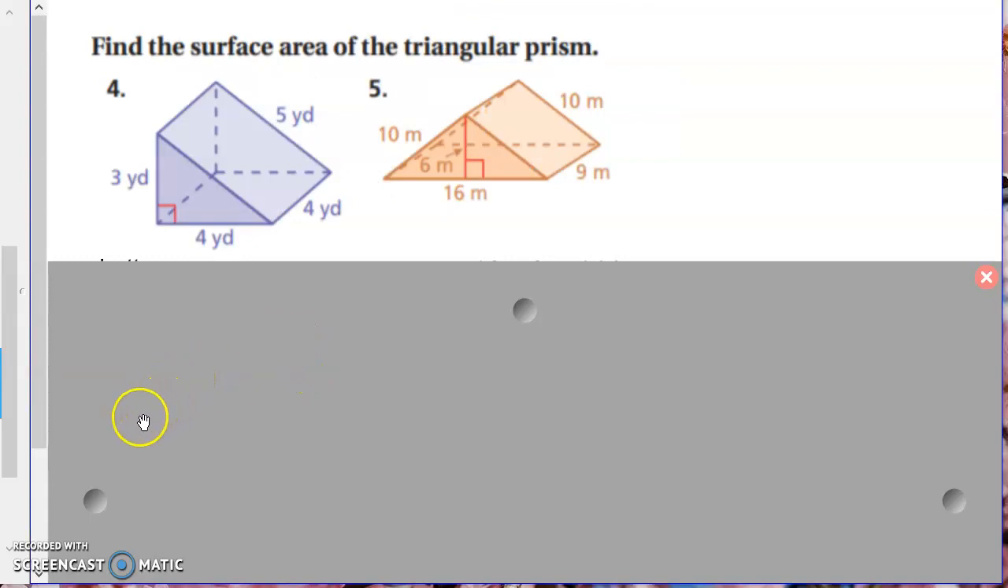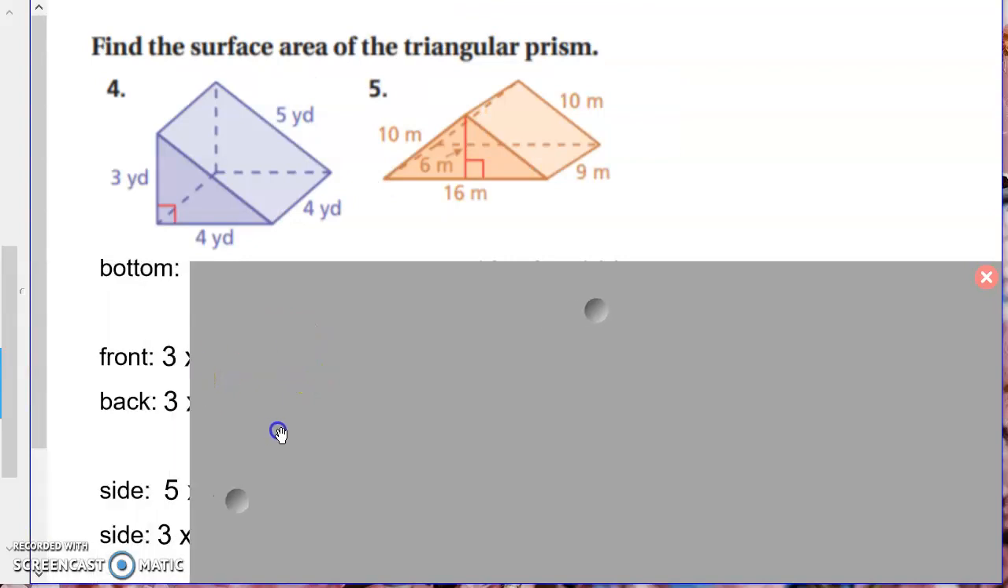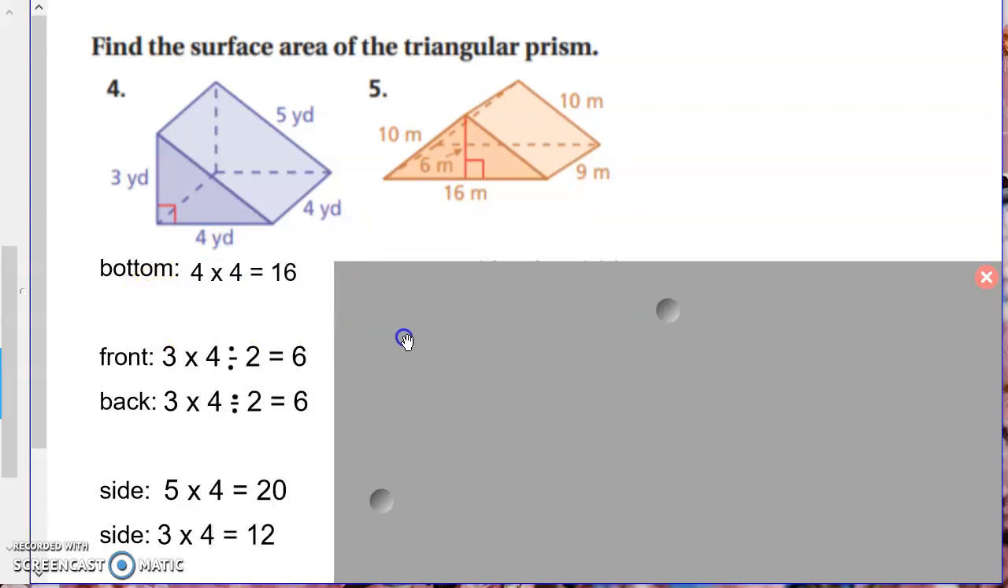All right, to check through these two. So again, bottom, front, back, side, side. Bottom would be 4 times 4, which is 16. Front would be 4 times 3 divided by 2, which is 6, and the back would be that exact same thing. This side here would be 5 times 4, which is 20, and this side back here would be 3 times 4, which is 12.